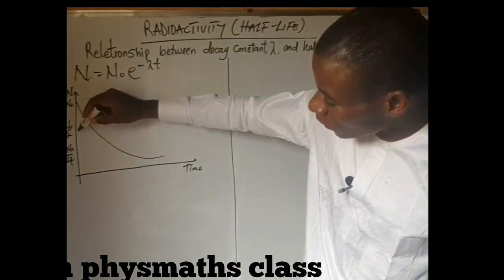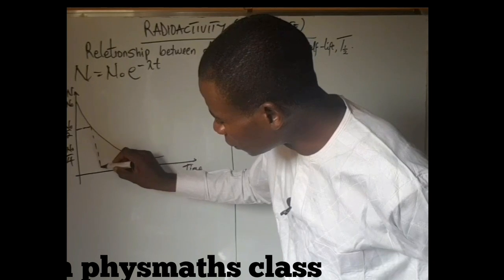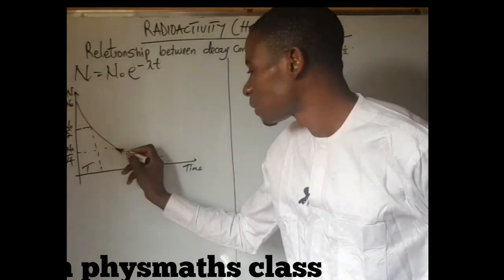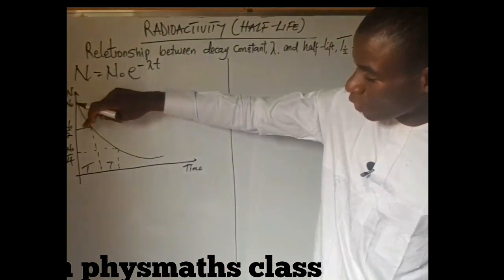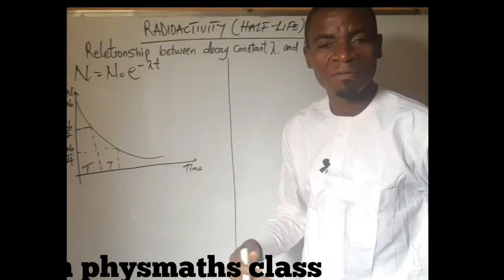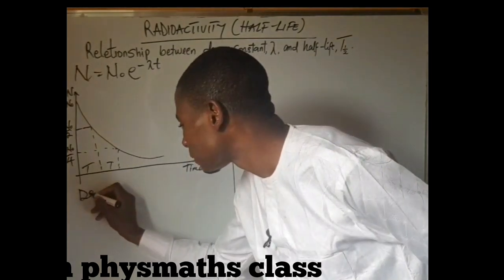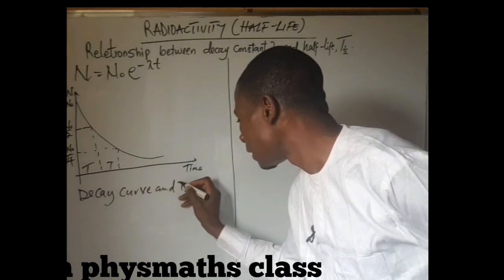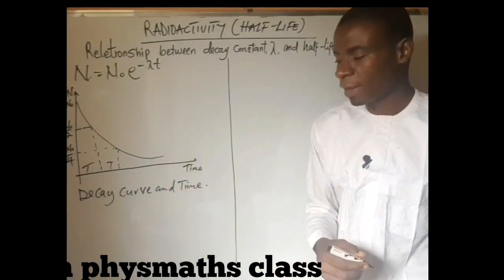All right. So at N naught over 2, the time will be t, which is the half-life. At this very point, we have another half-life, that is t again. So at N over 2 we have one half-life, at N over 4 we have two half-lives continuously, okay? So I said this curve, we call it what? A decay curve and time.